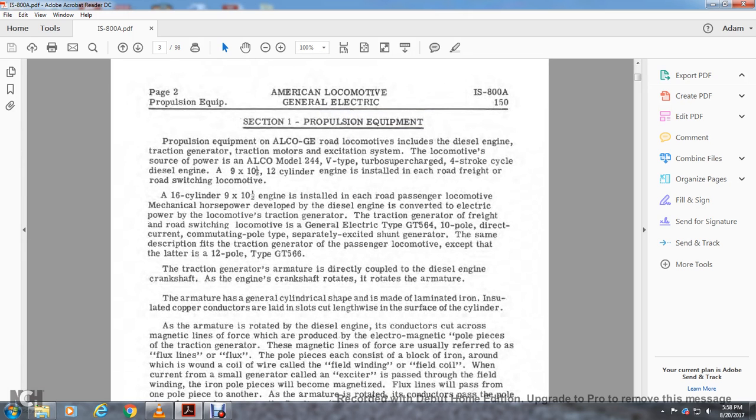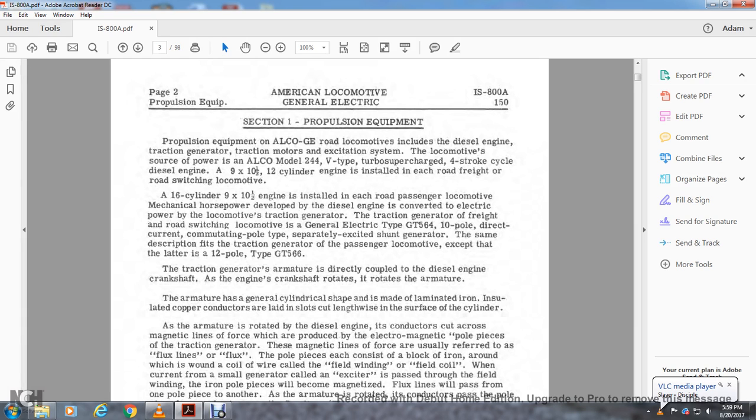All right, page 2, propulsion equipment. American Locomotive General Electric's instructional schooling 800A 150. Section propulsion equipment. Propulsion equipment for the ALCO GE road locomotives includes the diesel engine, traction generator, traction motor, and excitation system. The locomotive source of power is the ALCO model 244 V-type turbo supercharged four-stroke cycle diesel engine, a 9 by 10.5 inch 12-cylinder engine, installed in each road freight and road switching locomotive.